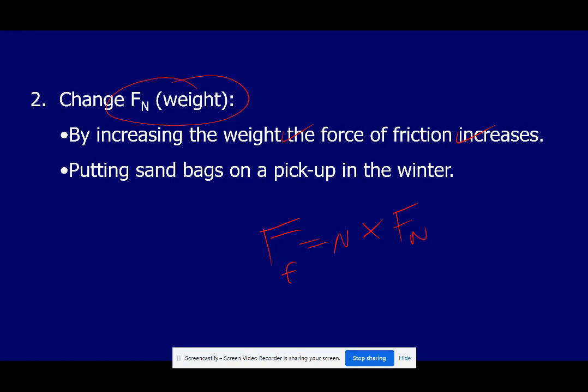I'm a little embarrassed about my mu symbols. I've got to take my time. It's a nice tail and then a U like that. That's what I was going for there.